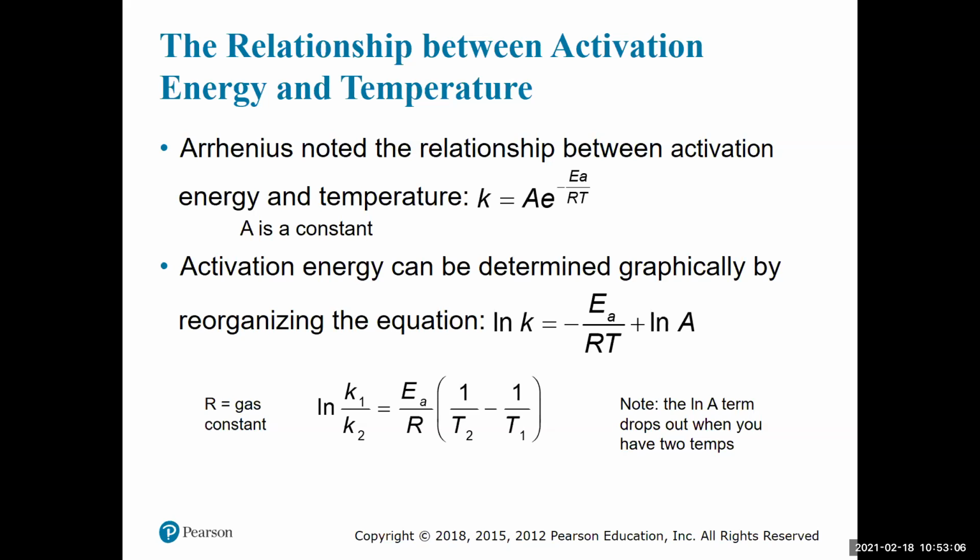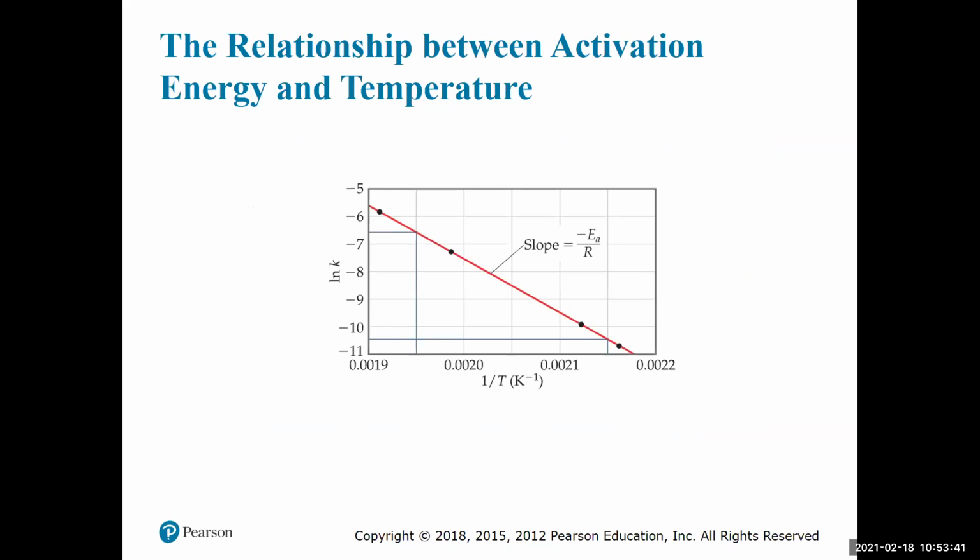So the y variable would be natural log of k. The slope would be minus EA over R. And then on the x-axis, we would plot 1 over T. So if we plotted 1 over T on the x-axis and natural log of k on the y-axis, we should get a straight line. And that straight line should have a slope of minus EA over R. And then natural log of A would just be the y-intercept. And sure enough, if we do that, that's what we get.